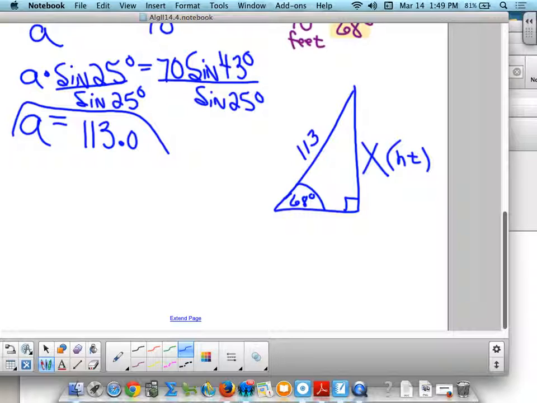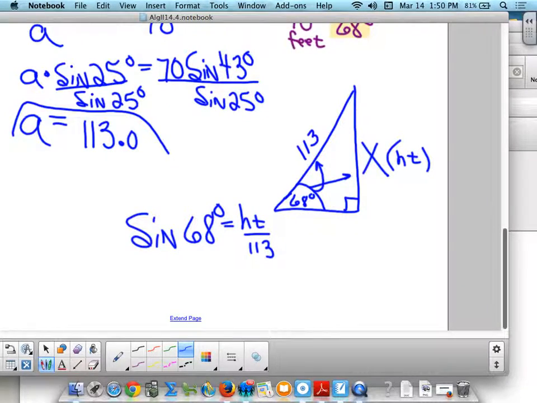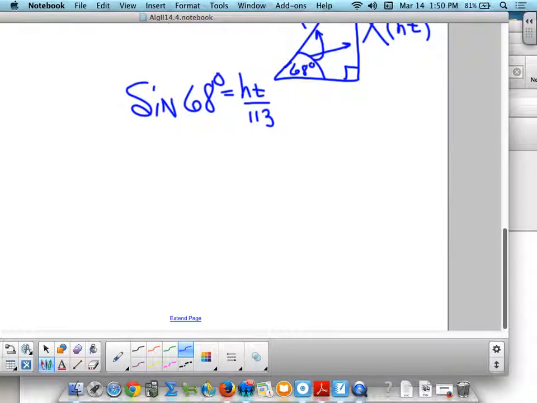how are you going to do it? Sine, cosine, tangent. Which one? Sine. Why sine? Opposite over hypotenuse. So you're going to go sine of 68 equals height over 113. Now do you remember doing this? If we don't have a number down here, we just put 1 down there, don't we?